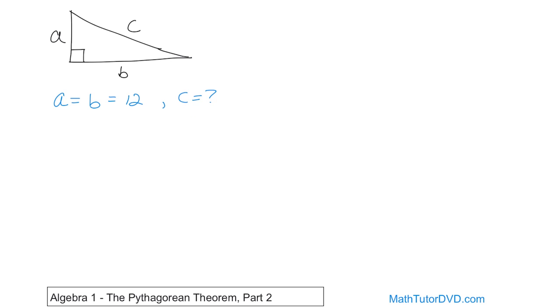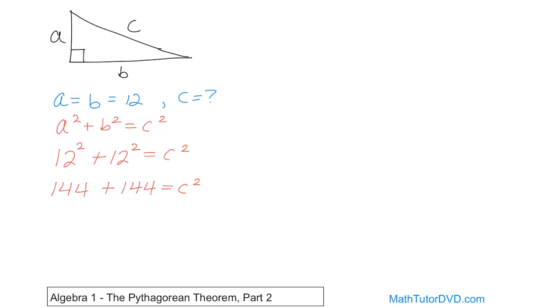Well, it's not a big surprise. You're going to say A squared plus B squared is equal to C squared. Now we put A and B in. We both know that A and B are both 12. So we put 12 squared plus 12 squared is equal to C squared. Now what is 12 squared? 12 squared is 144 plus 144.